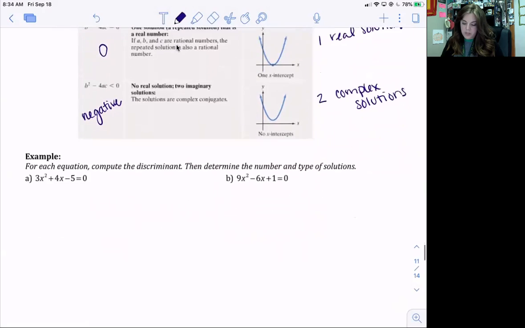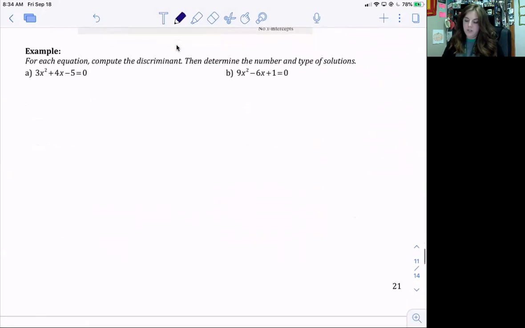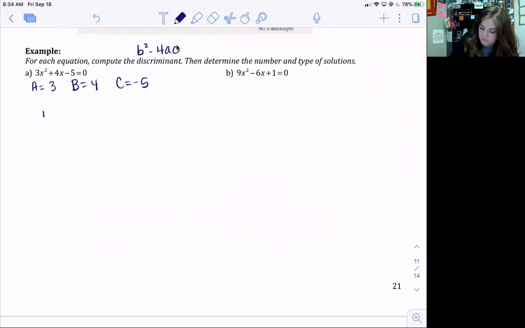Okay, so for each equation, compute the discriminant, then determine the number and type of solutions. So remember our discriminant is b squared minus 4ac. So we're going to start off, make sure you're equal to 0, and then state what a, b, and c equal. And then plug in. So we have 4 squared minus 4 times 3 times negative 5.